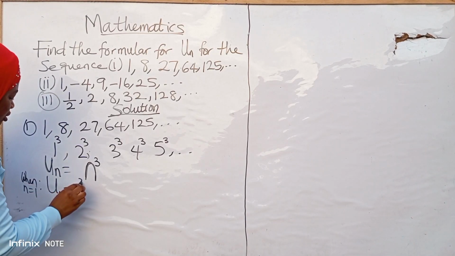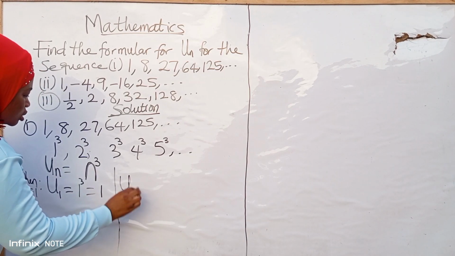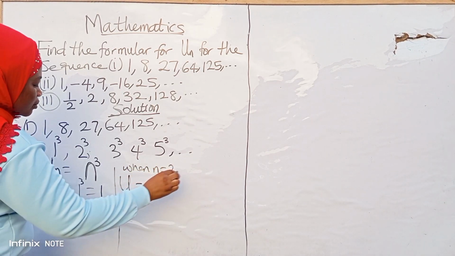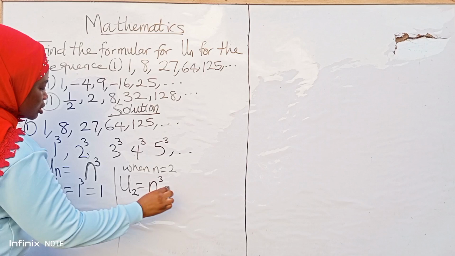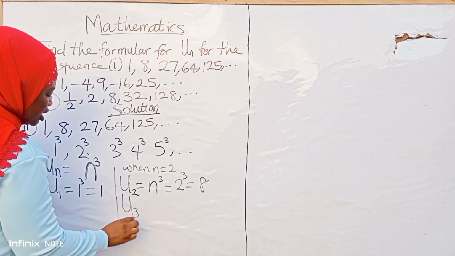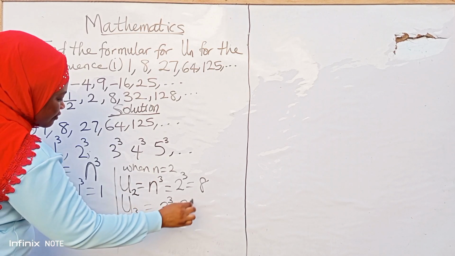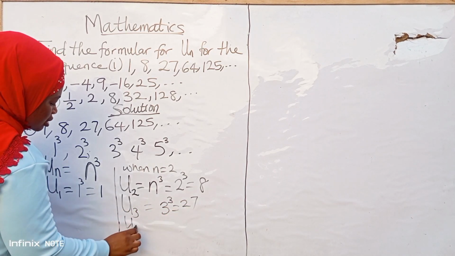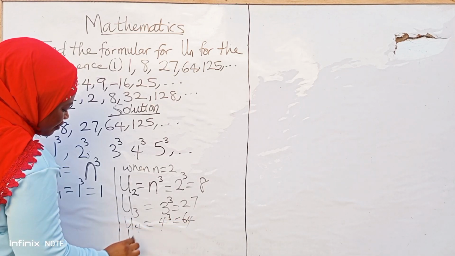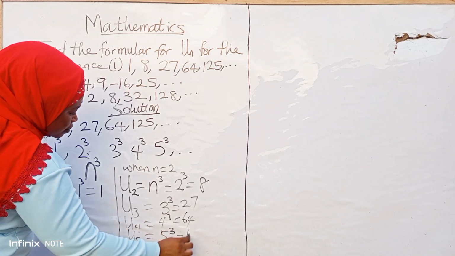So I have 1 cubed, which is equal to 1. So u2 will be, anywhere I say n, I'm going to put 2. So that will be n cubed, which is 2 cubed, equal to 8, and so on. u3, that is when n is equal to 3, is equal to 3 cubed, which is equal to 27, and so on and so forth. 4 cubed is equal to 64, 5 cubed is equal to 125. So that is that.